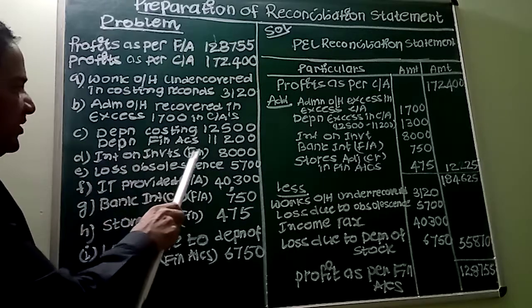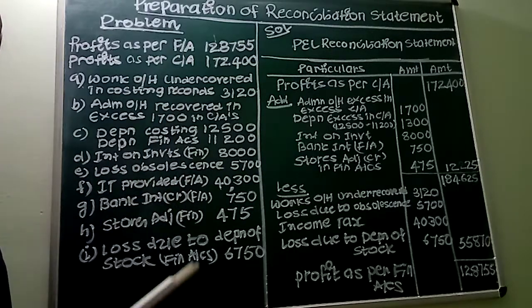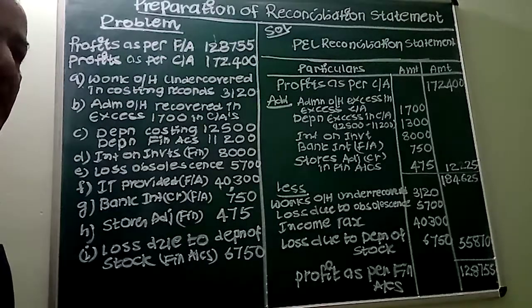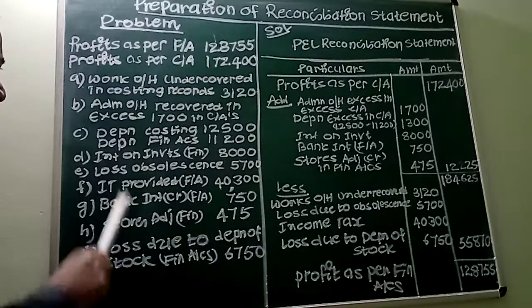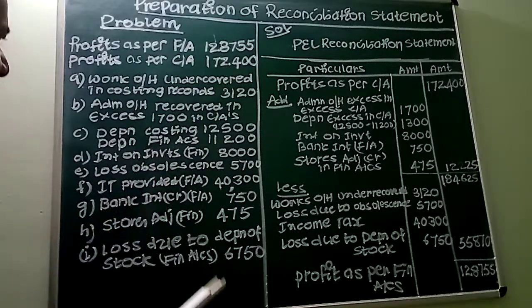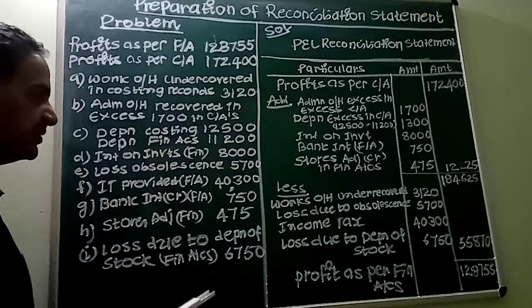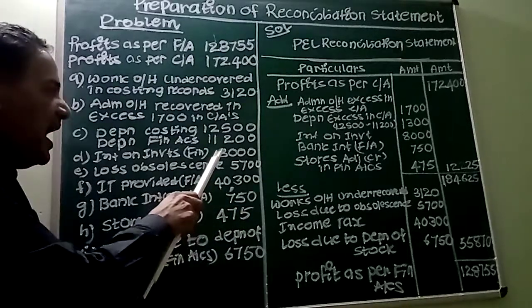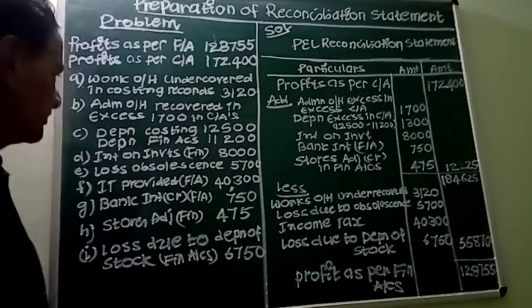Interest on investments in financial accounts. This is a purely financial item which appears only in the financial accounts. Interest on investment, this is an income. Purely financial income, 8,000 rupees. That means when the income is earned in financial accounts, the profits will be more in financial accounts. So we have to add this particular item.